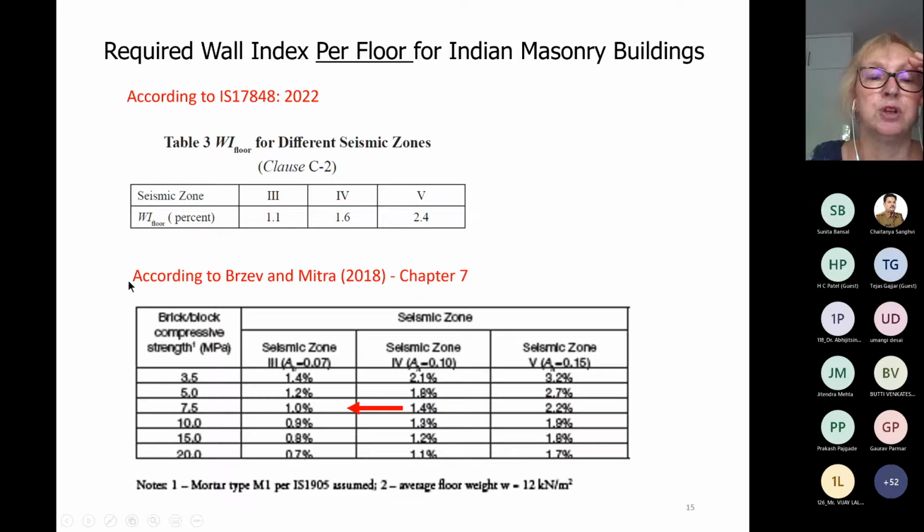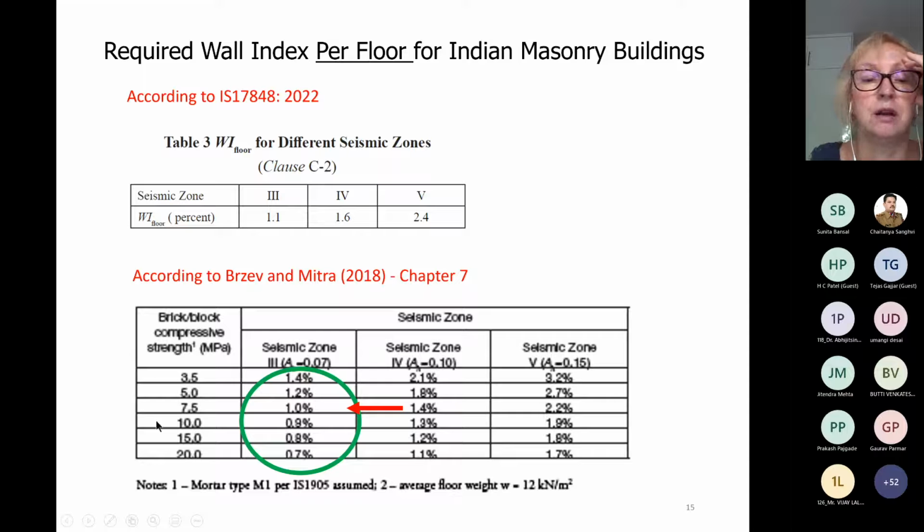In the book which I co-authored with Professor Mitra, in chapter 7, there is a more detailed table which calculates exactly these values from this equation. And it gives you values depending on the brick compressive strength, and assumes mortar type M1, which is 1:6 cement-sand mortar. And for seismic zone 3, for example, if you have 7.5 MPa bricks, we are getting roughly 1% wall index per floor. And if you get zone 4, it would be 1.4%. If you go to zone 5, it is 2.2%, which is really high.